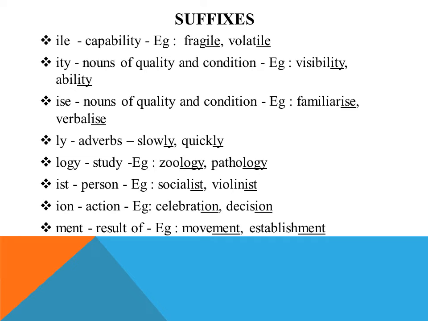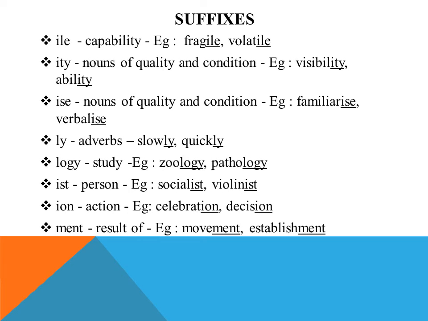The next word is logy, L-O-G-Y. From the word logy, you can come to know that it represents some study or science. For example, zoology, pathology. It ends with L-O-G-Y. The next word is ist, which represents a person specialist in a particular field. For example, socialist, violinist, cardiologist.